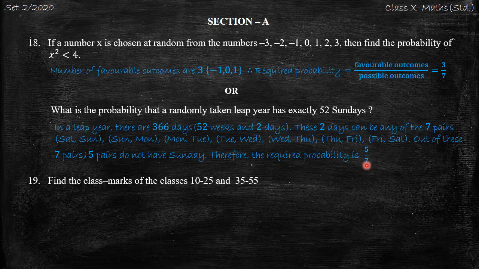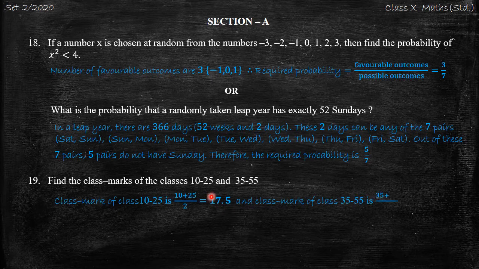The class marks of the classes. The class mark is the midpoint or mid value of the class. So you need to take the average of the lower limit and upper limit. So it is 10 plus 25 by 2, that means 17.5, and here it is 45.